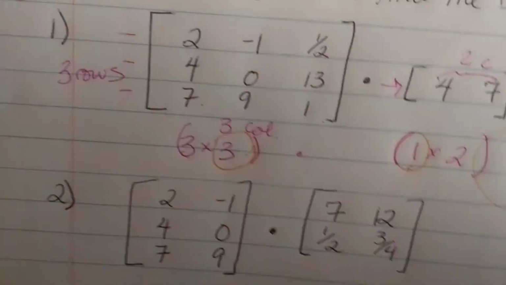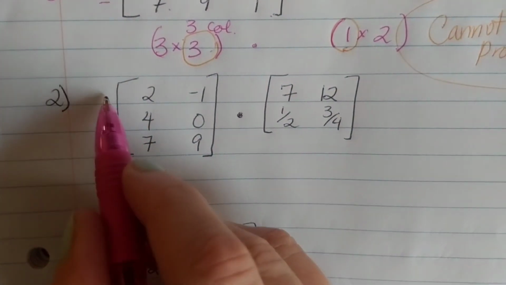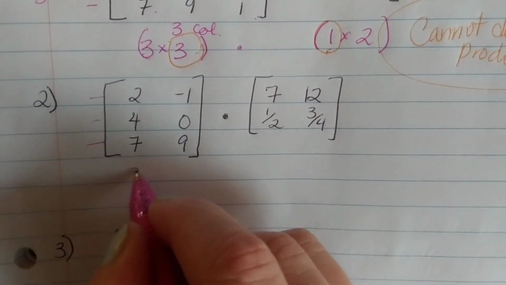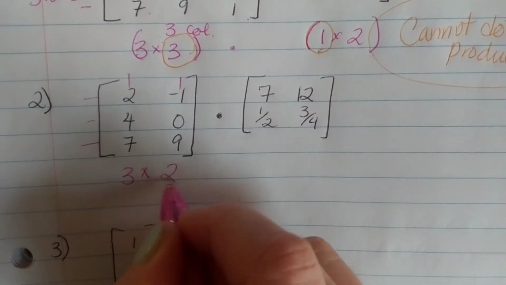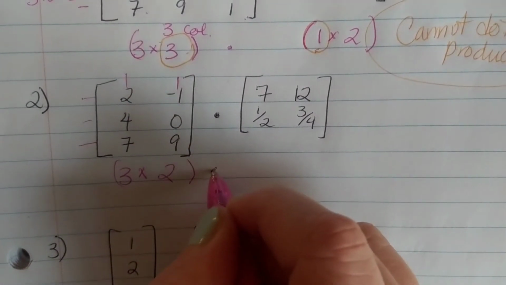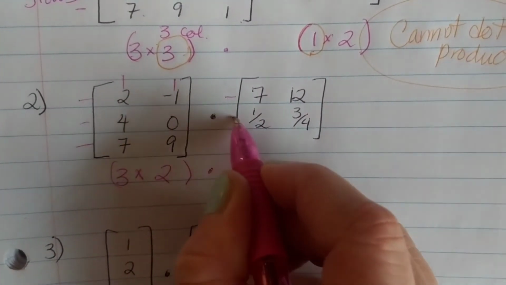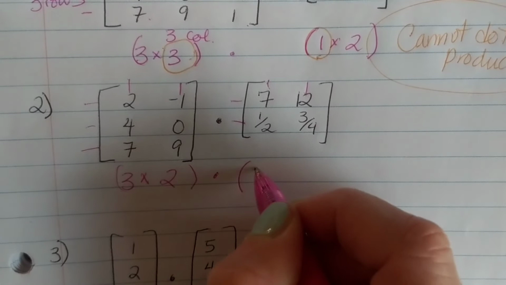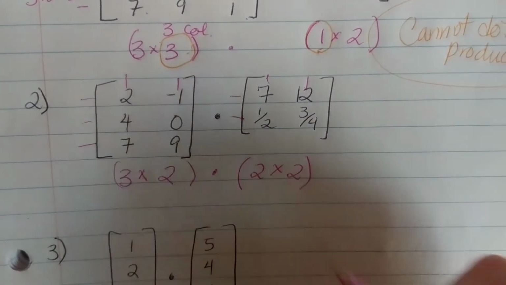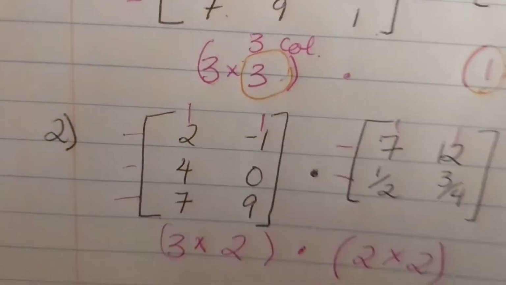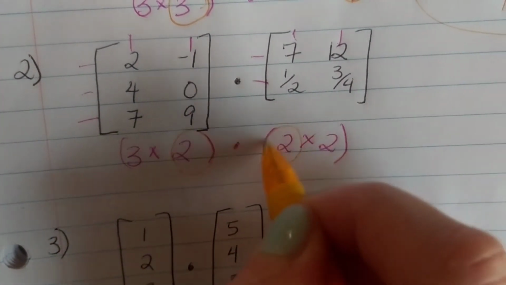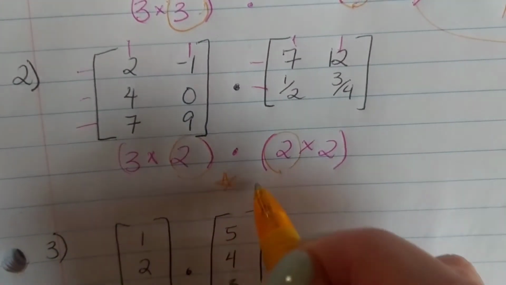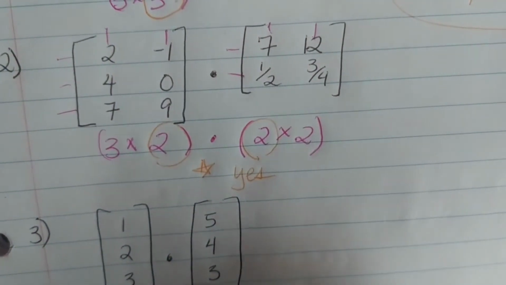Down here, number of rows is 3. Number of columns is 2. So there's a 3 by 2 matrix. I'm dotting with a 2 rows, 2 columns is a 2 by 2. All right, again, I am just comparing those 2 middle numbers. They are the same this time. So yes, we can find the dot product.